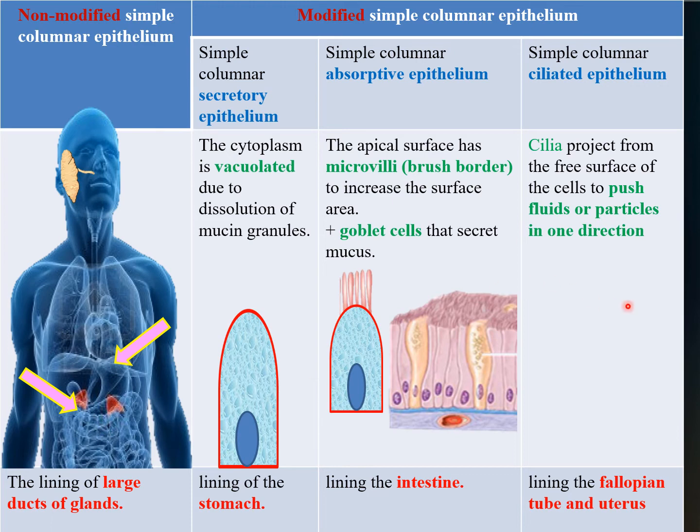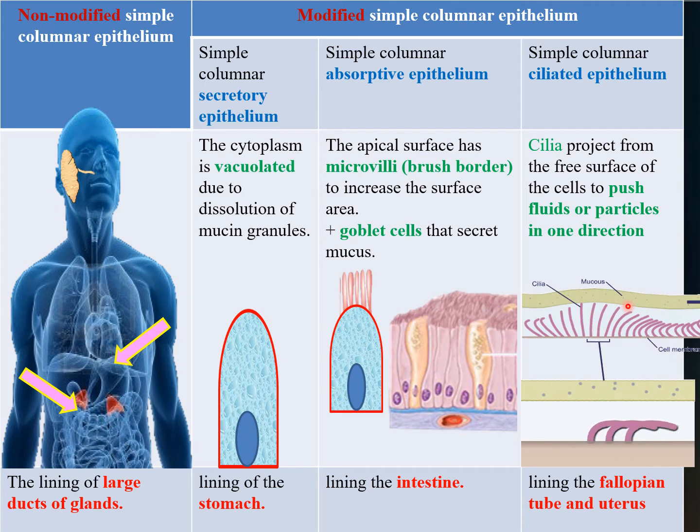For the simple columnar ciliated epithelium, it has cilia. This is the cilia in the free border. These cilia will push fluids and particles in one direction, and this is very important, that it moves them in one direction. It is present in the lining of the fallopian tube and uterus.